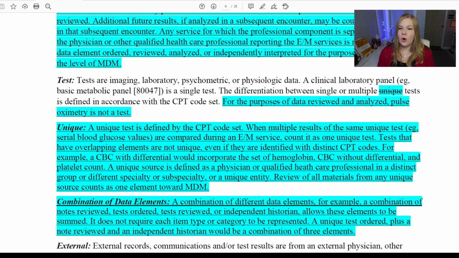Tests that have overlapping elements are not unique, even if they are identified with distinct CPT codes. For example, a CBC with differential would incorporate the set of hemoglobin, CBC without differential, and platelet count. A unique source is defined as a physician or qualified healthcare professional in a distinct group or different specialty or subspecialty or unique entry. Review of all materials from any unique source counts as one element towards MDM.